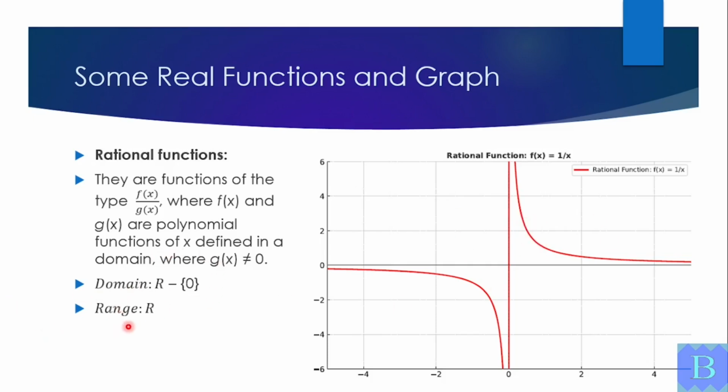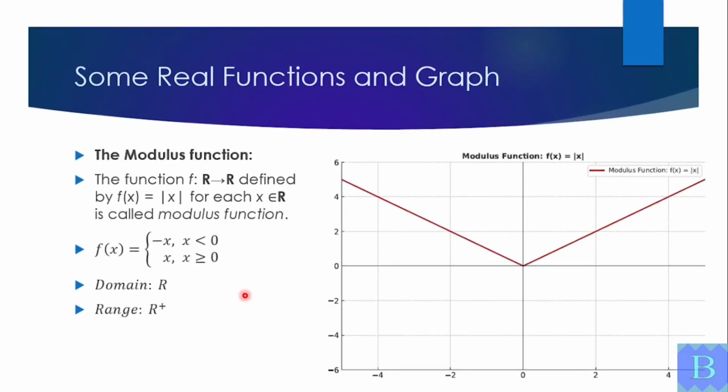7. Modulus function. Defined as f(x) = |x|. If x < 0, then f(x) = -x. If x ≥ 0, then f(x) = x. Domain is R. Range is R⁺.